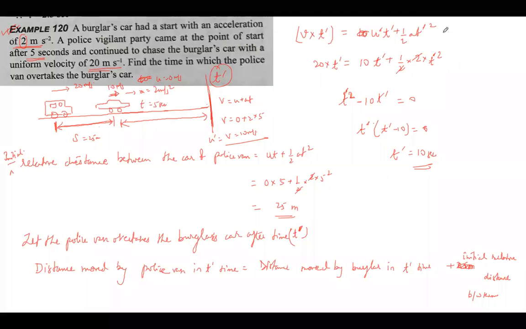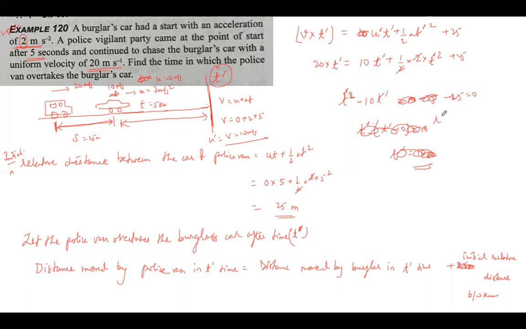So this one we missed this plus 25 भी था ना? I'm sorry, we missed this 25 here. So t dash square minus 10 t dash minus 25 is equal to 0. So we'll have (t dash minus 5) whole square is equal to 0, or t dash is equal to 5 seconds. So 5 seconds after this. Okay, we missed out this portion, initial relative distance between them, which was 25 initially.